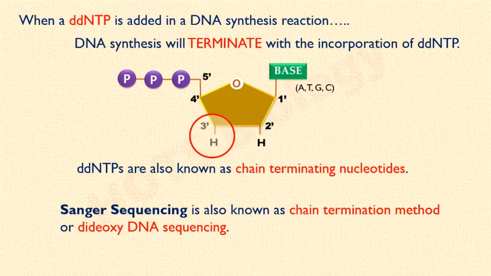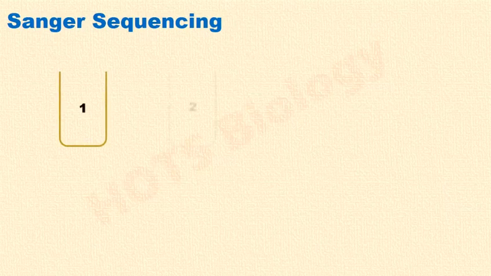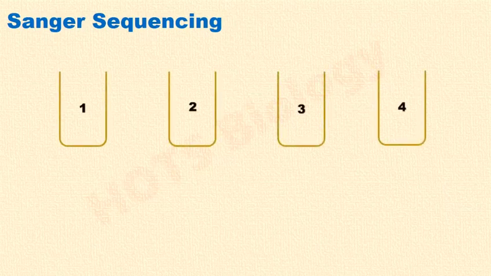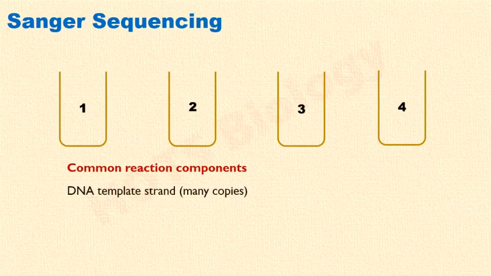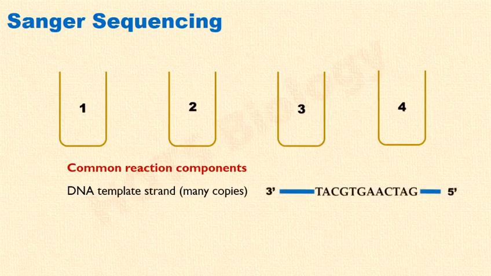Let's now move on to the Sanger sequencing method. Sanger sequencing consists of 4 separate reactions that run parallelly. We will label them as 1, 2, 3 and 4. Each of these reactions has some components that are common to all. These common components are: first component is the DNA template strand. Many copies of this strand are used in each reaction. Let's say this is our template strand.